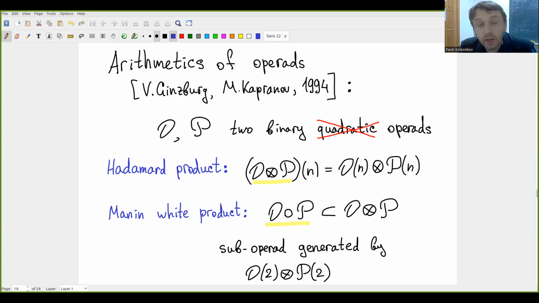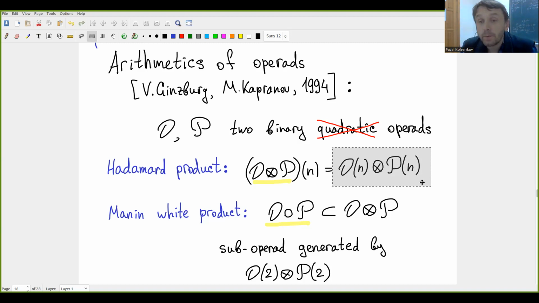One of such operations is the so-called Hadamard product. Hadamard product is nothing but the tensor product of operads. In order to construct this space, just consider the linear tensor product of the corresponding linear spaces. The symmetric group acts in a component-wise way. Composition is also defined in a component-wise way.